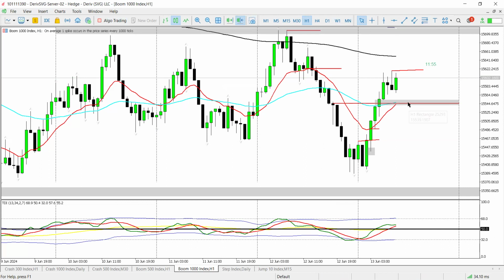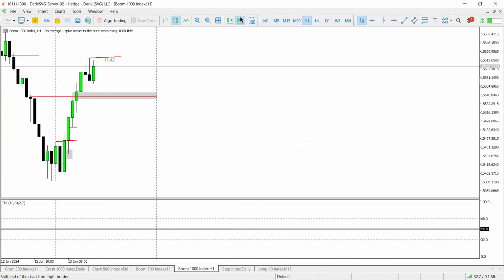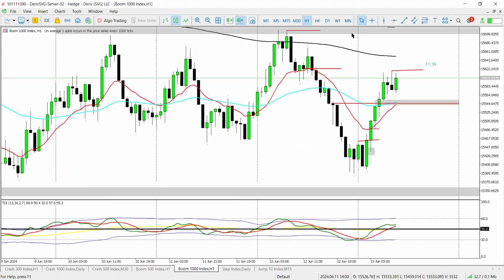If price can retrace into this area and I get a reaction or price rejecting, I'll start looking for a buy pattern on M15, then I can execute a buy. So that's my only view for B1000, I guess.